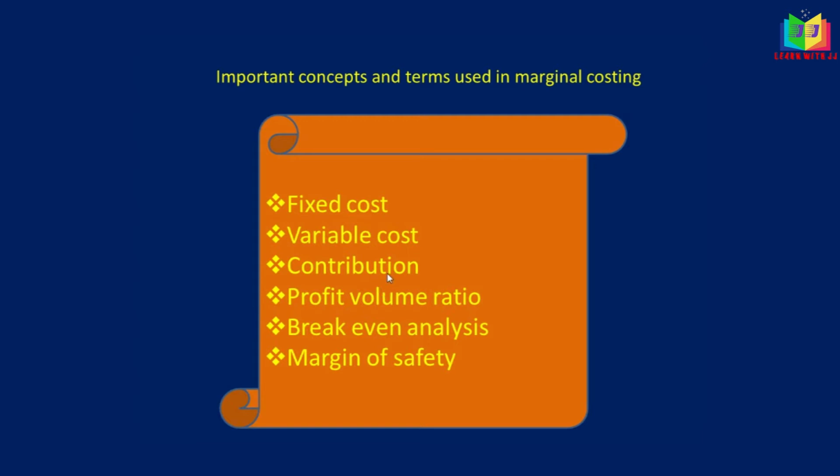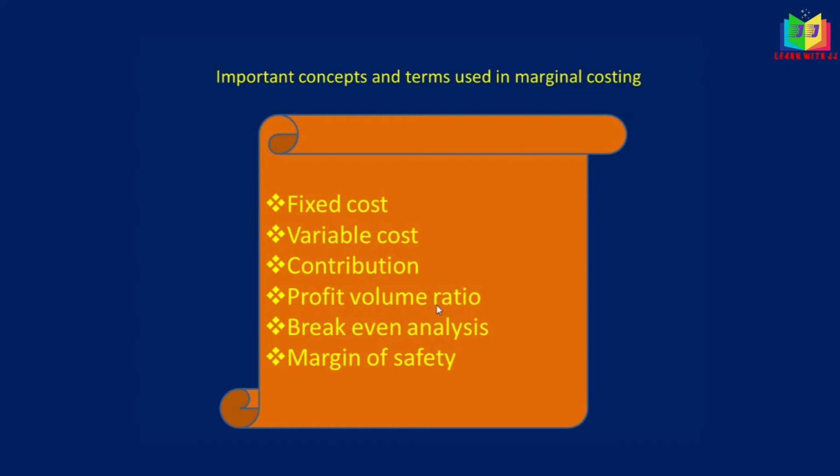Now we'll see the contribution. Contribution is the difference between sales and variable cost. It is the contribution towards the fixed cost and profit. In this marginal costing, this contribution is very important because it is used to find the profitability of the product. And now we'll see the profit volume ratio, which we call the PV ratio.